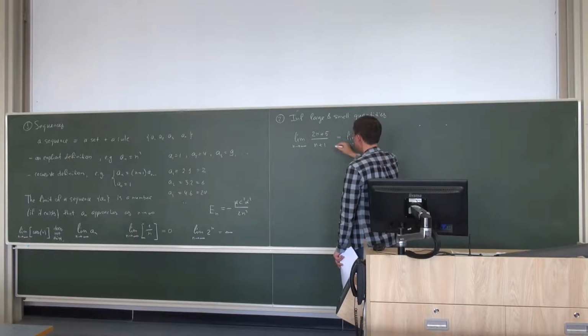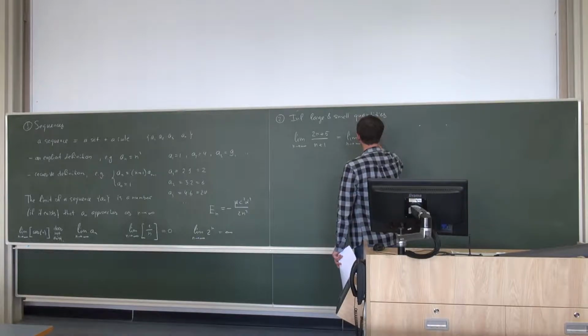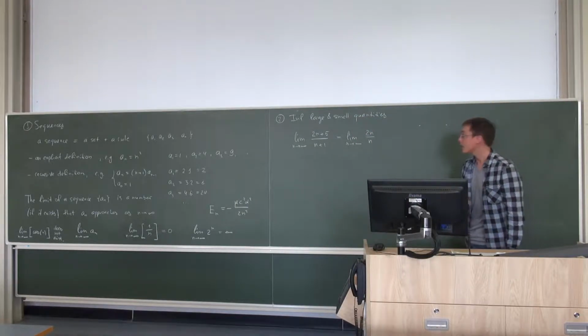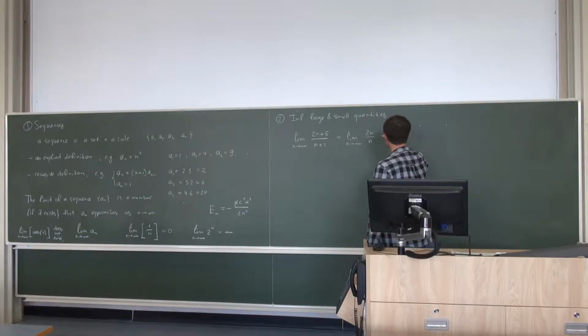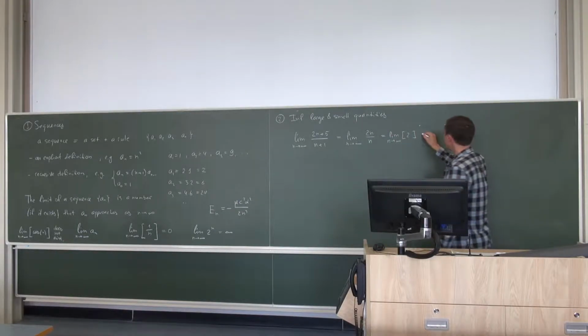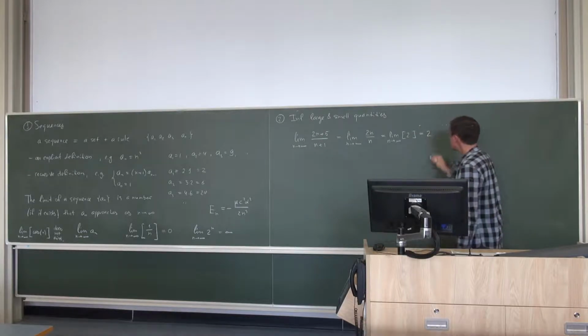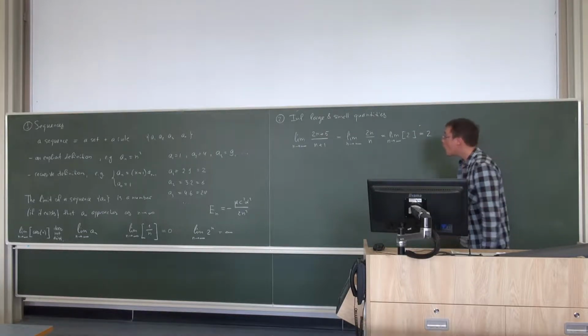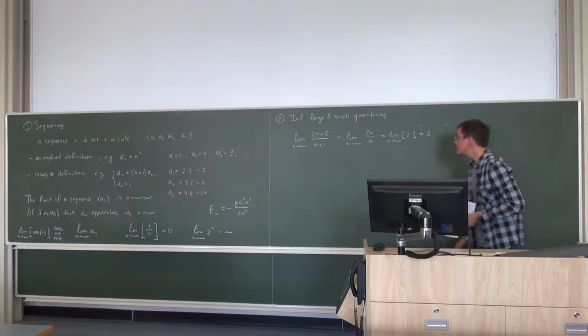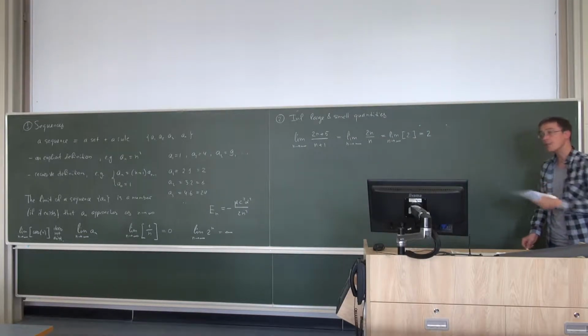So this has to be equal to the limit of 2n over n, in which, of course, we can now cancel n. And so that is the limit as n goes to infinity of just 2, which doesn't even depend on n, and that is actually 2. So the limit of a ratio of two infinitely large quantities happens to be finite.